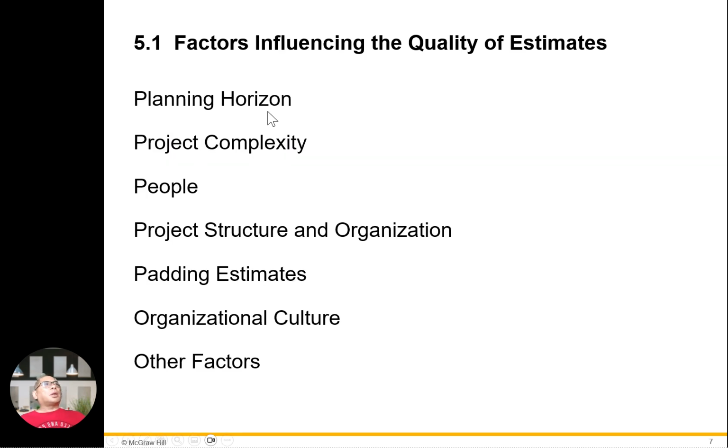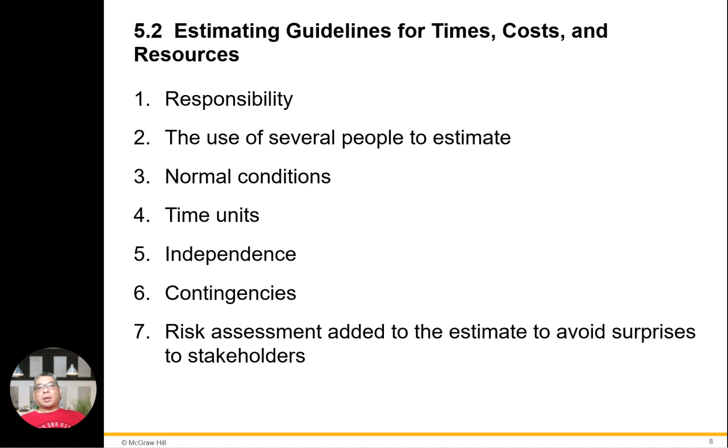Planning horizons. Okay, factors influencing the quality of the planning estimate: project complexity, people, project structure and negotiation, and project culture and other factors.